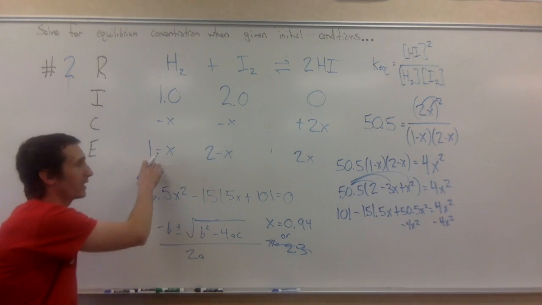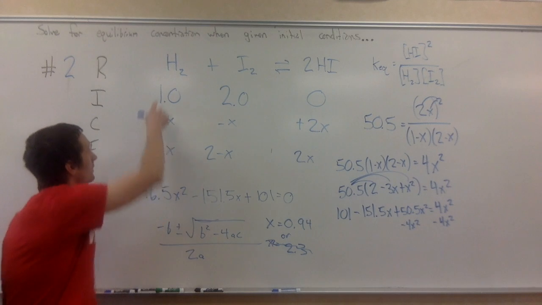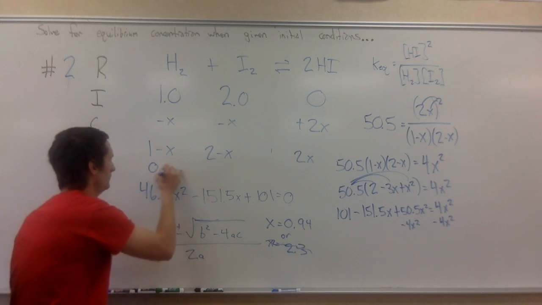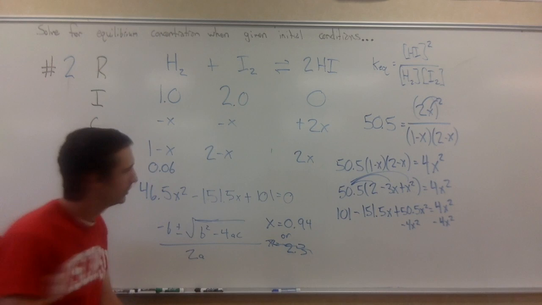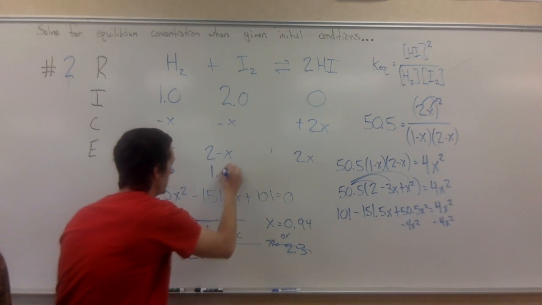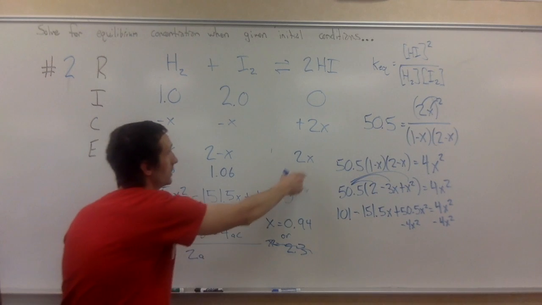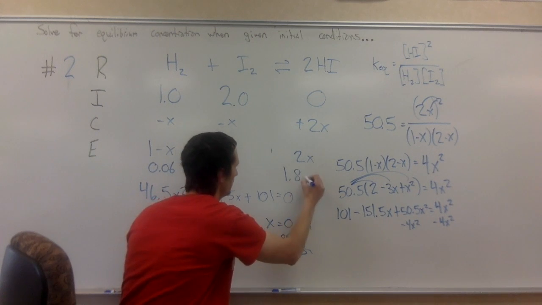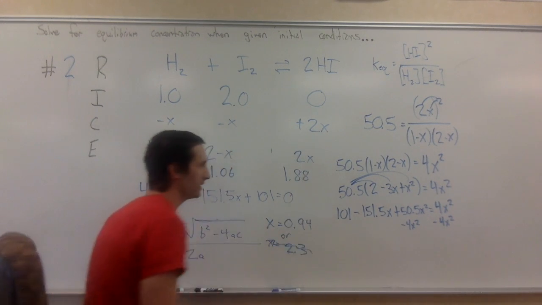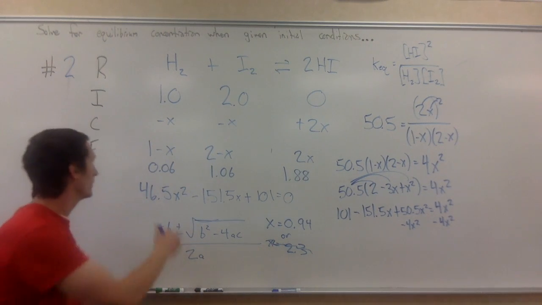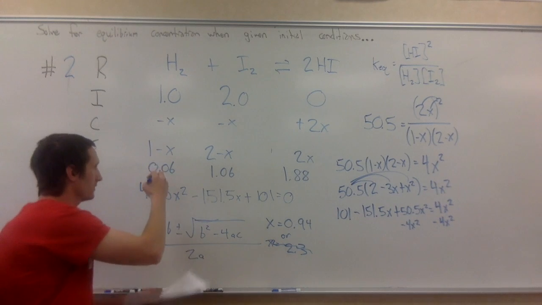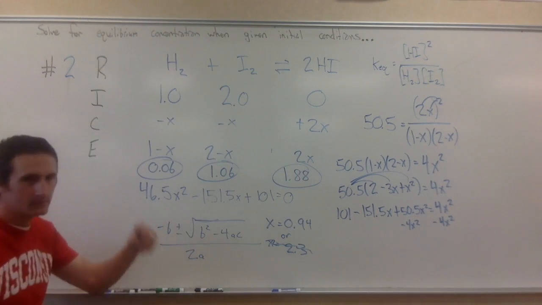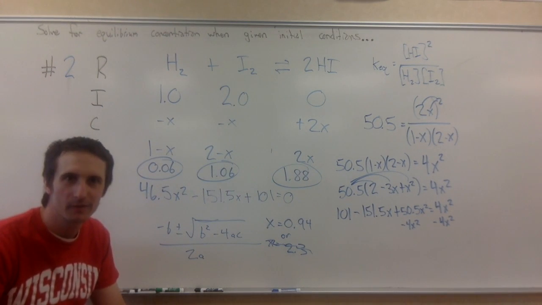And so if I plug it back in, that would make the concentration of the hydrogen 1 minus 0.94, 0.06. For the iodine, 1.06. And for the HI, I would get 1.88. So those are my equilibrium concentrations for each of the substances. Now you know why you learned the quadratic equation, right? Good job.